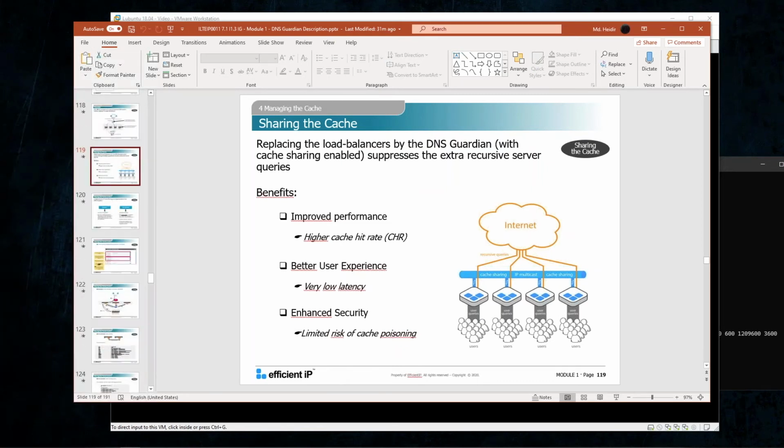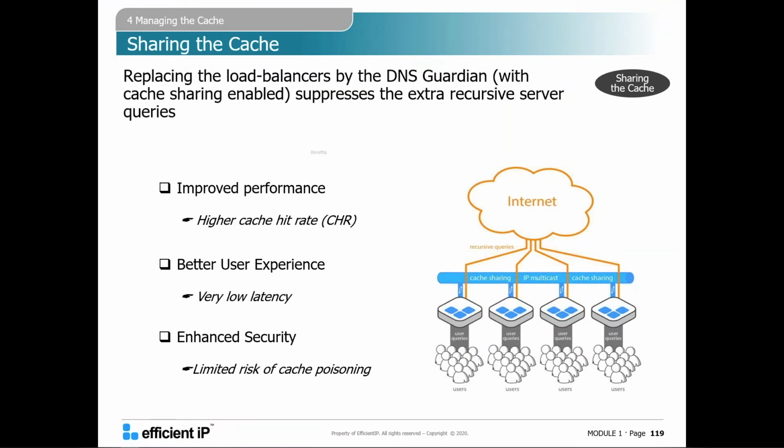One of the unique features of DNS Guardian is that if you have a lot of DNS servers, particularly in the ISP environment, it is possible to share the cache, which means syncing the cache with all other DNS servers. What this tries to achieve is to help the user get low latency when they perform queries. It also limits the risk of cache poisoning because all the DNS servers will have the same cache being shared across them.